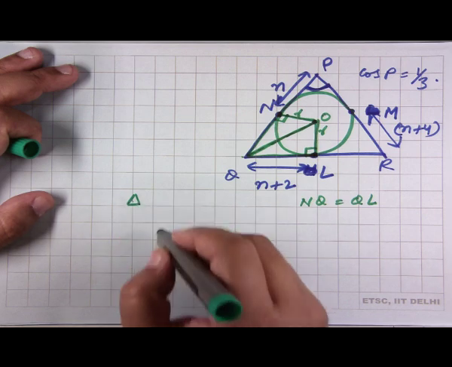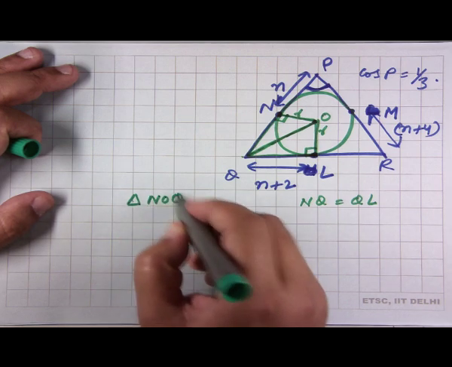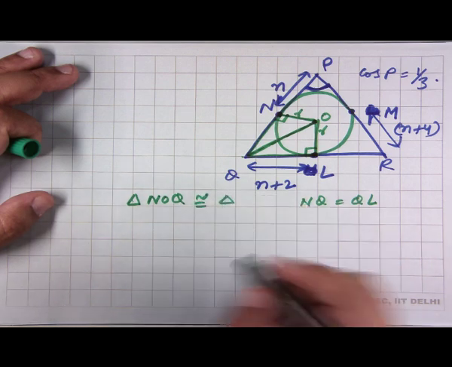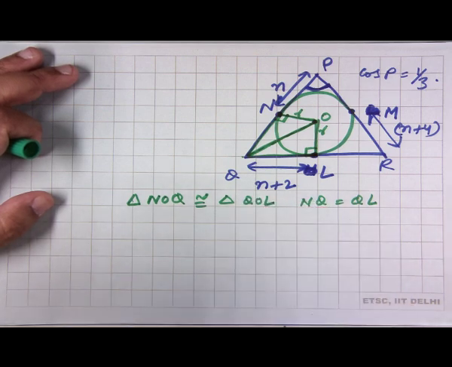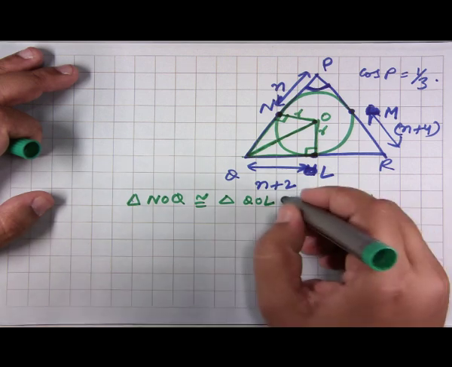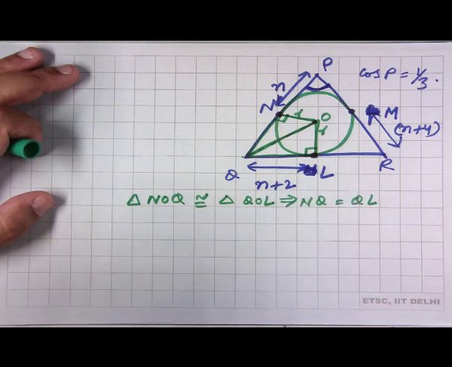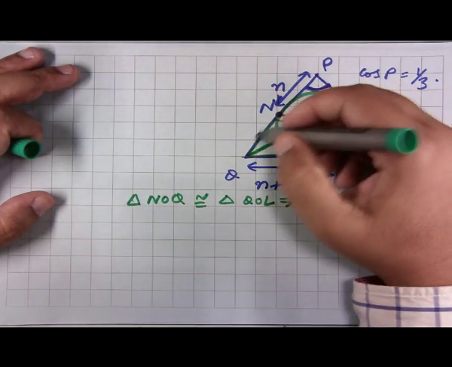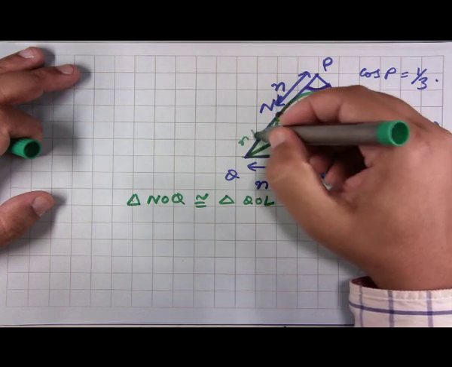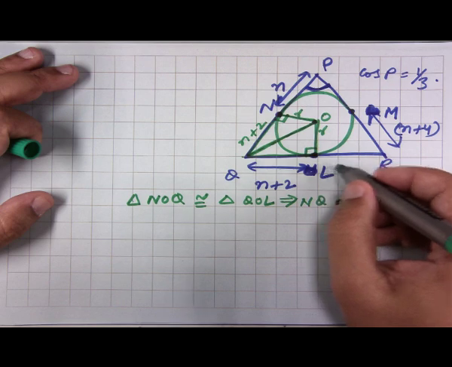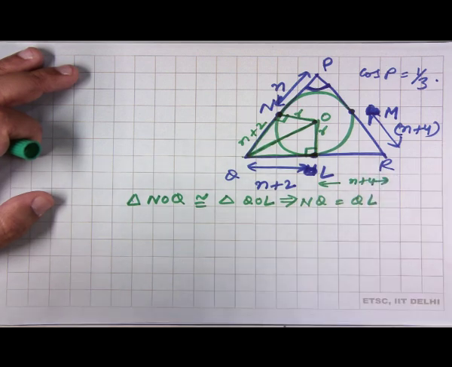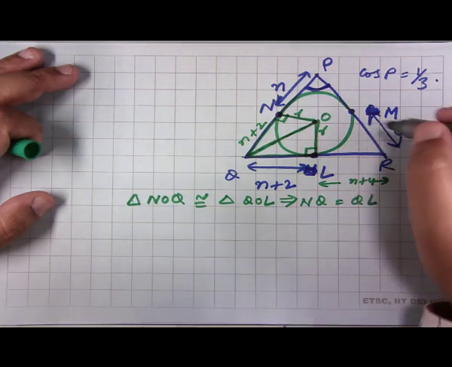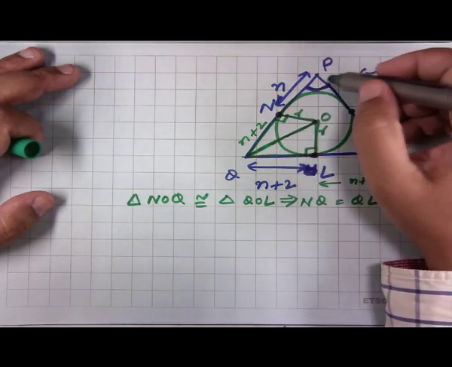Because the triangle NOQ is congruent to the triangle QOL. So, these two triangles are congruent, which implies that NQ is equal to QL, and since QL is n plus 2, we therefore have NQ also equal to n plus 2, and similarly this length LR will be n plus 4, and then this length will be equal to this length, which is n.